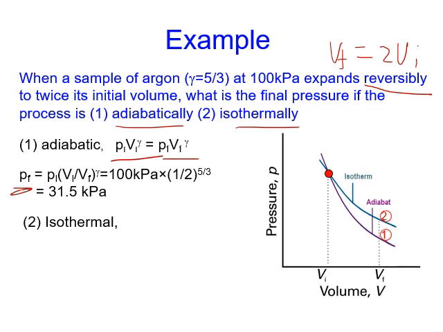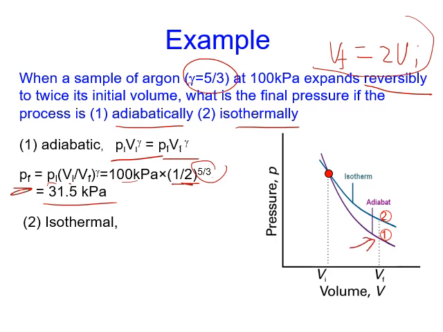The final pressure equals initial pressure times initial volume divided by final volume, to the gamma's power. Now, because final volume is twice initial, so we have 1/2. Gamma is 5/3, that is given. And the answer is 31.5 kilopascals. So that's the final pressure here.